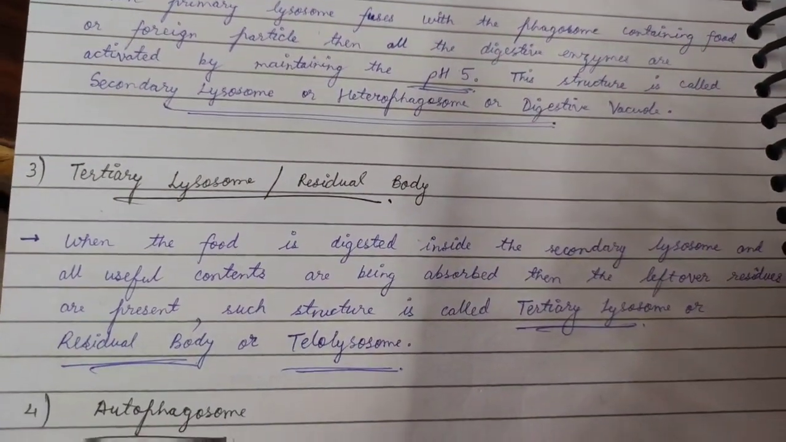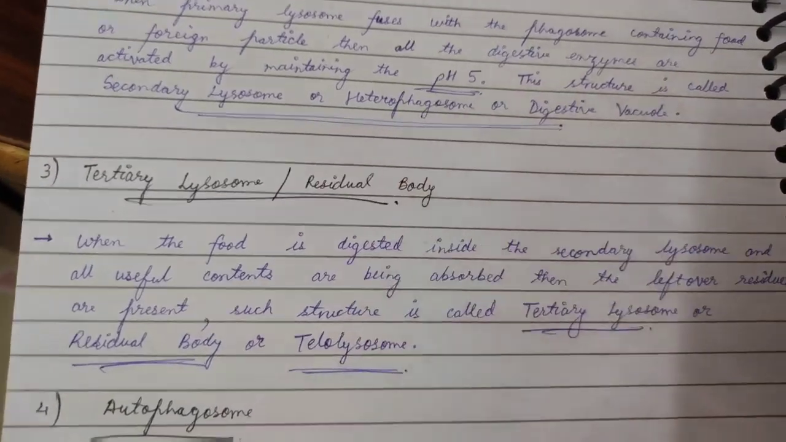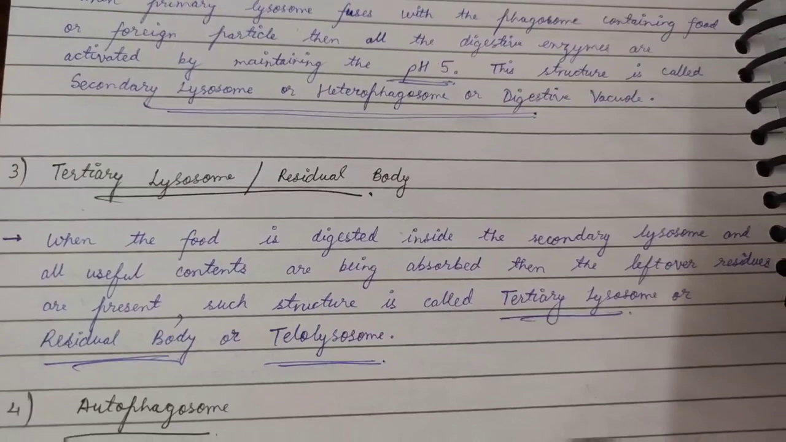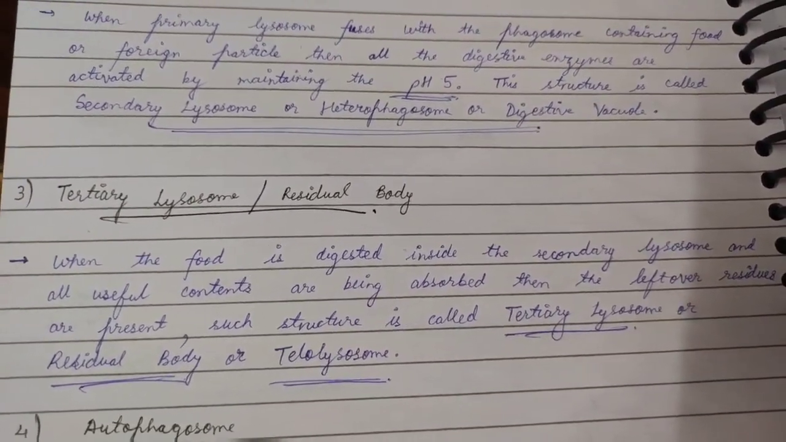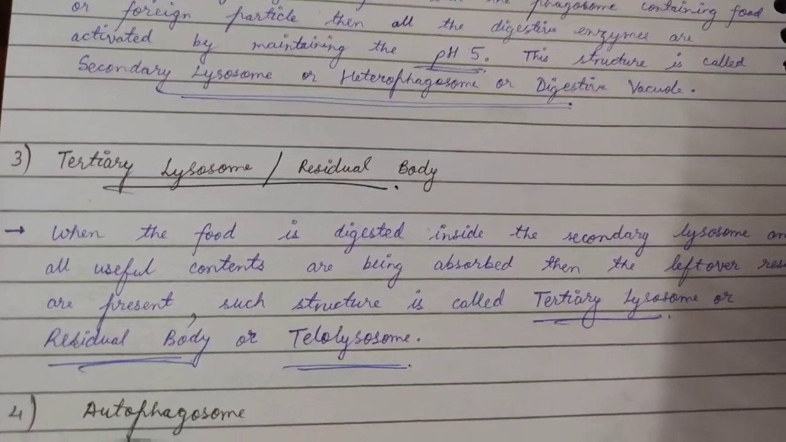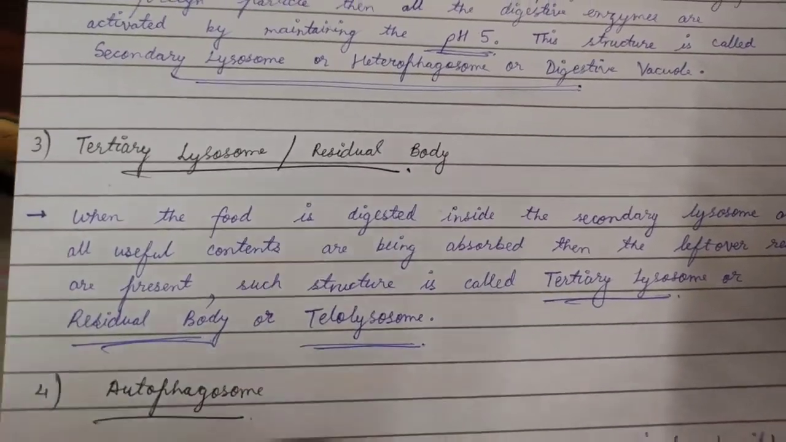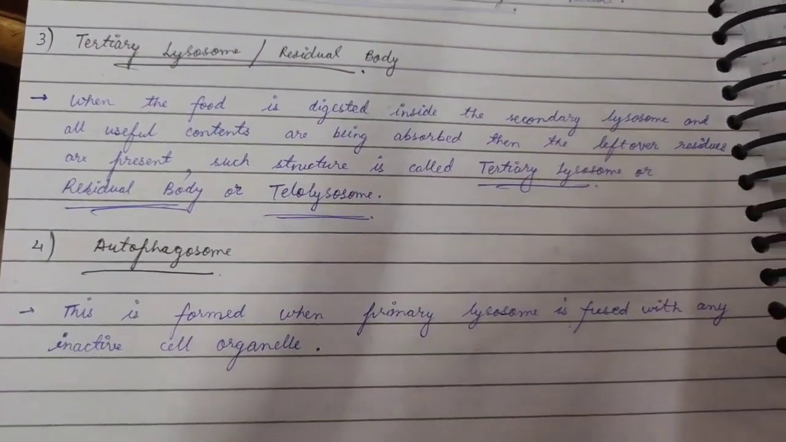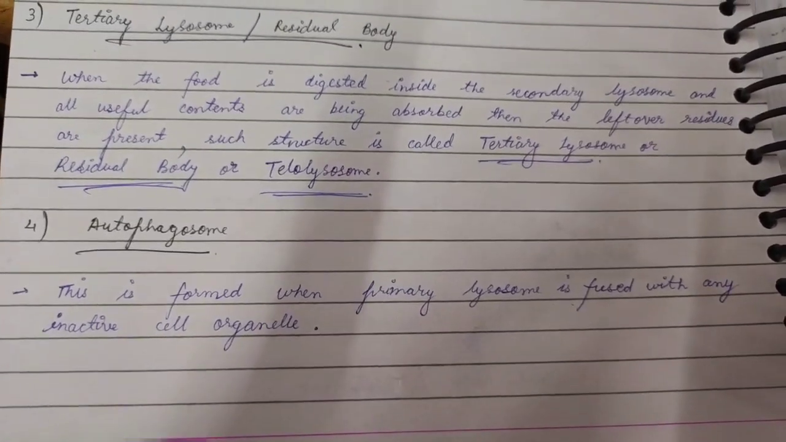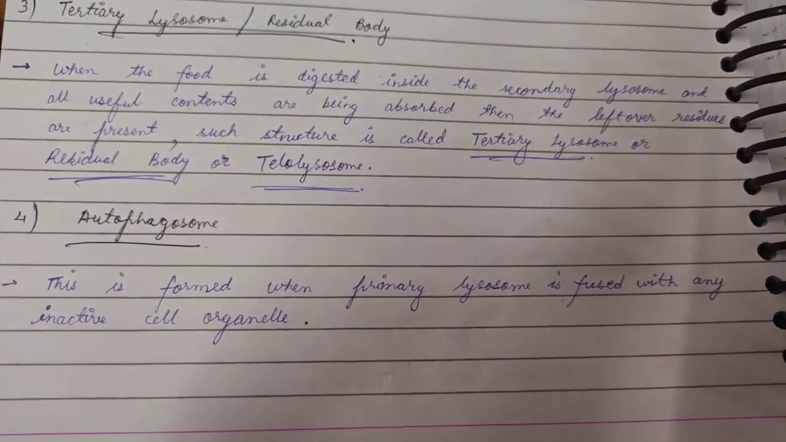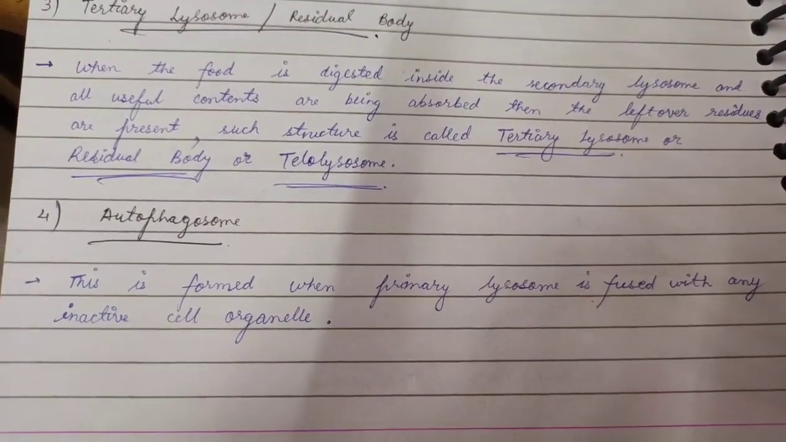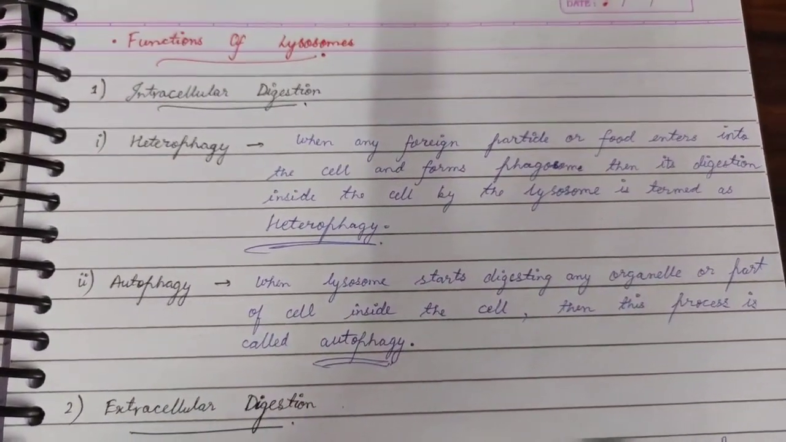Now third is tertiary lysosome or residual body. Food is digested and then reabsorbed by the cell. Then the leftover residues are present. Such a structure is known as tertiary lysosome or telolysosome. Fourth is autophagosome, as I have already discussed. This is formed when primary lysosome fuses with any inactive cell organelle. After that come the functions of lysosome.